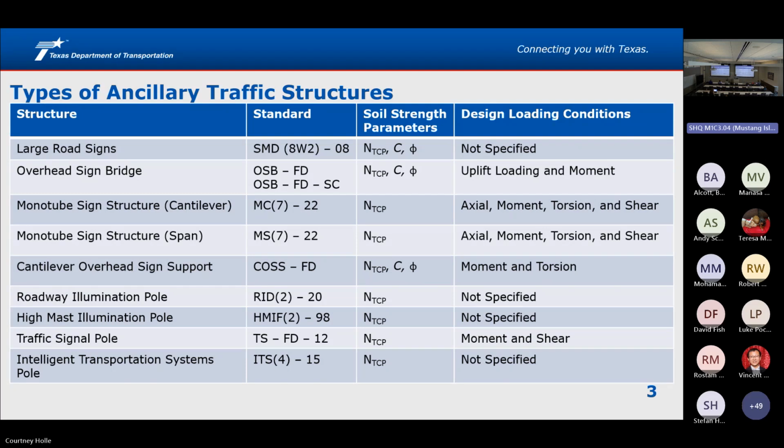So here is an exhaustive list of traffic structures that have deep foundations. If you're using any of these systems that you see on the screen here, they require a foundation design. They're sitting on a drilled shaft and require some sort of foundation design. I'll go through each of these very briefly. There are quite a few different things to look for here. So the point is not necessarily to take in everything that I'm mentioning, but to give you a sense of how some of these standards are different, and what particular things to look out for when you're using them.